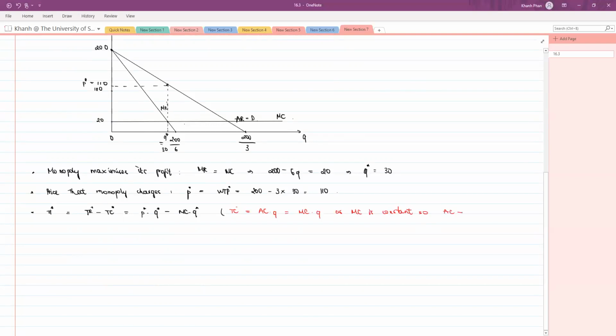So average cost is equal to marginal cost. Now normally they are different. So when you try to find a profit, you would not be able to use the marginal cost over here, because what we want to find is the total cost, which is average cost multiplied by the quantity.